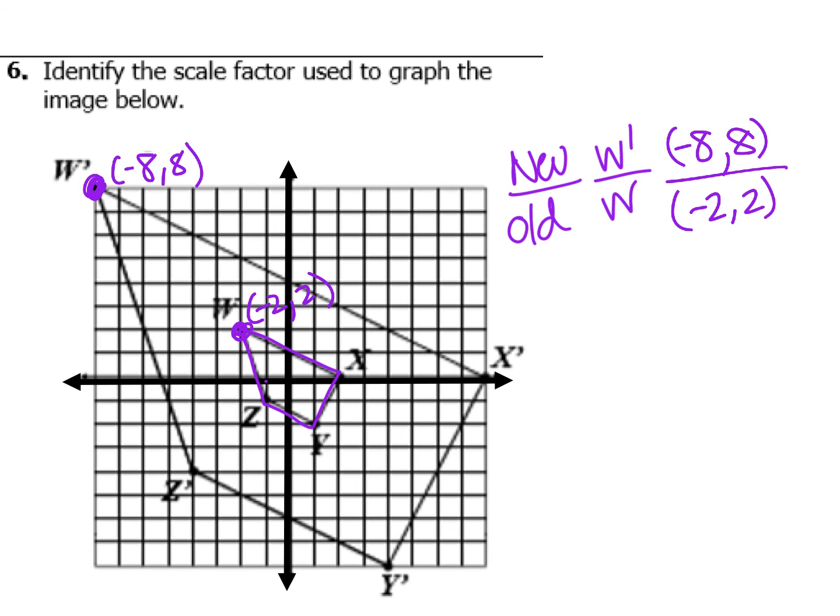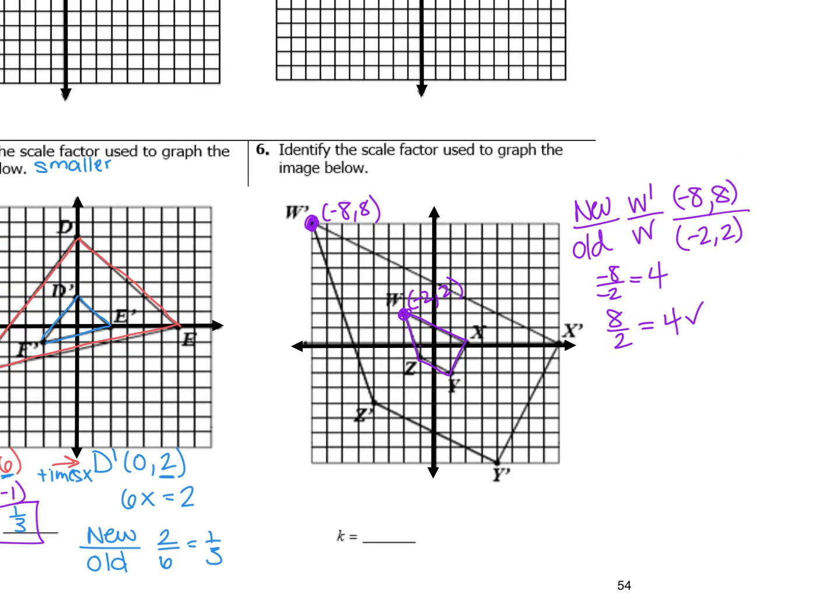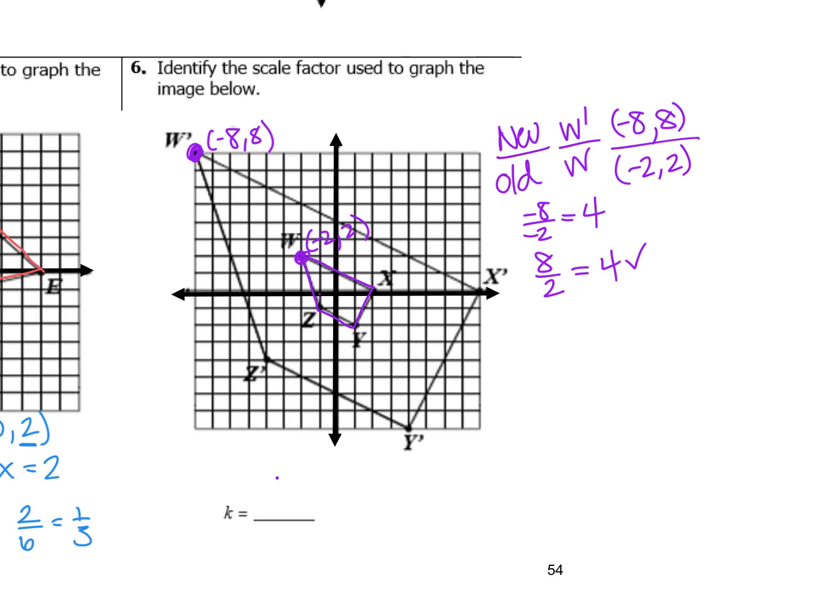So, negative 8 divided by negative 2 gets us positive 4. So it looks like our scale factor is 4. I'm going to just check that with the y coordinates here. 8 divided by 2 is also 4. So it looks like our scale factor this time is k equals 4, which is why the trapezoid got so much bigger, because multiplying by 4 is significantly larger than multiplying by 2 or 3. So that's why it got so much larger this time.